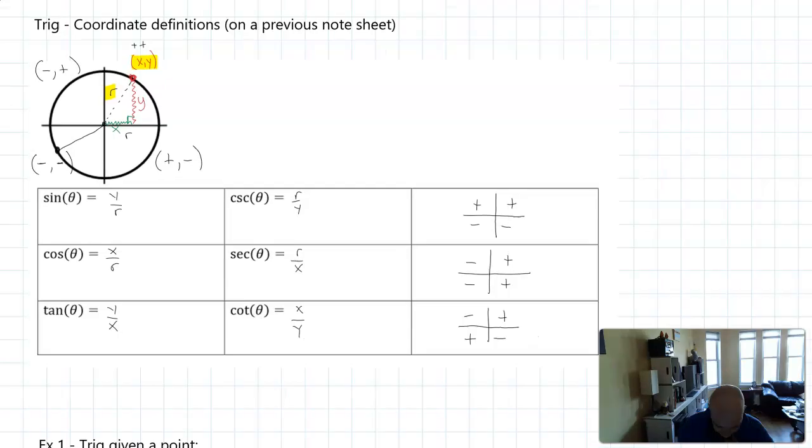I'd recommend you keep your version of this note sheet, whether you wrote it down or you have that sheet, in front of you throughout this video, because we're going to be using these definitions and assuming you have them pretty much at your fingertips.